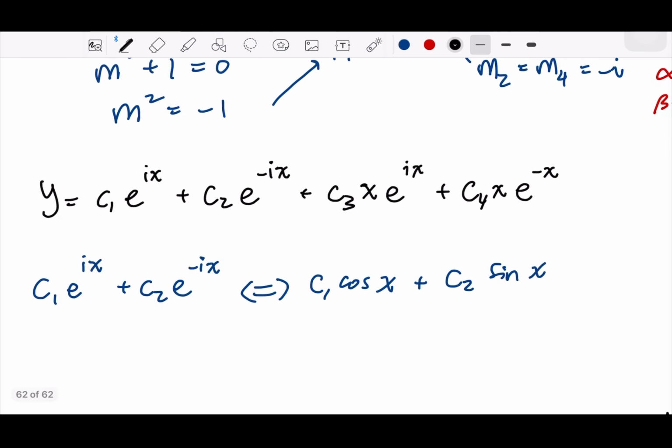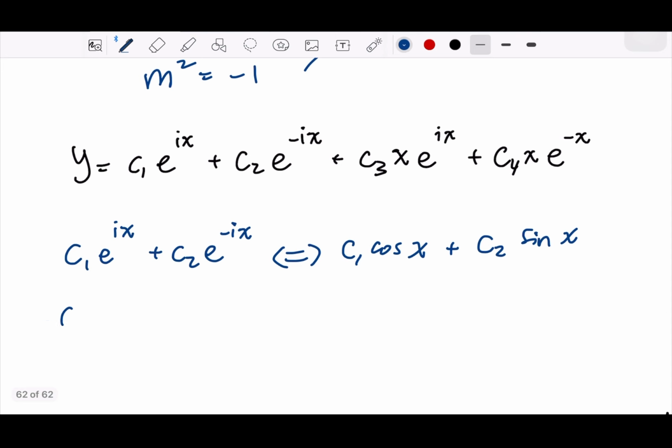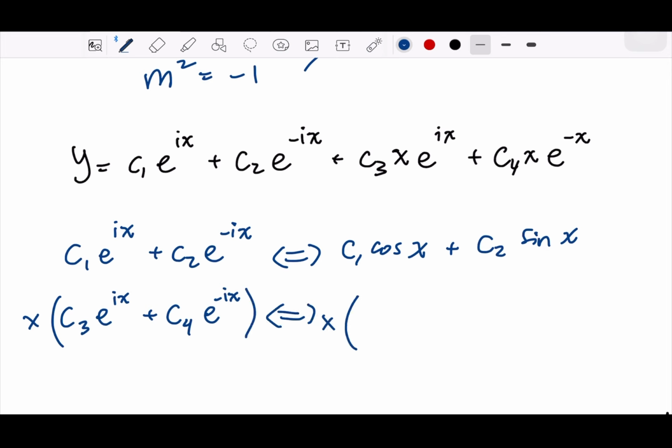So this is the first two. The 3 and 4 we could write x going outside like that. We could write x and then writing all the component with cosine x and sine x.